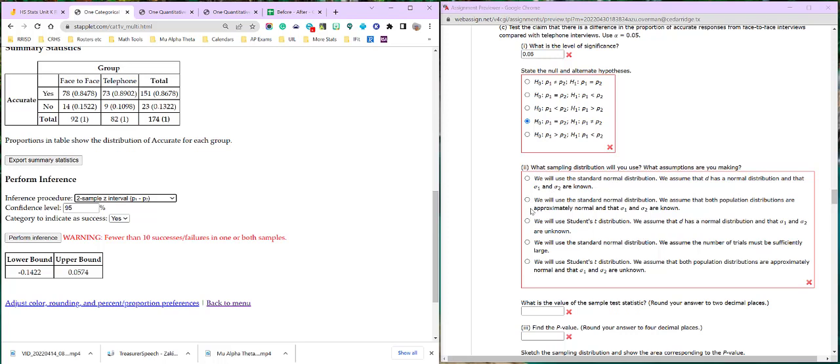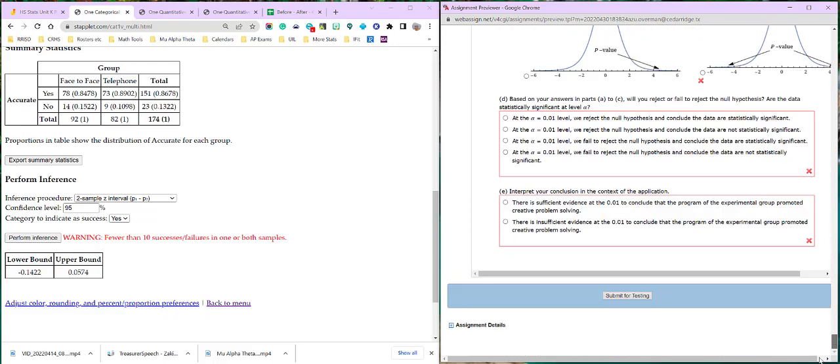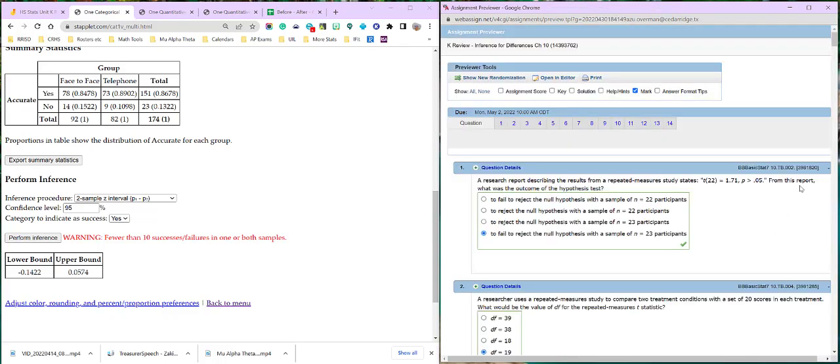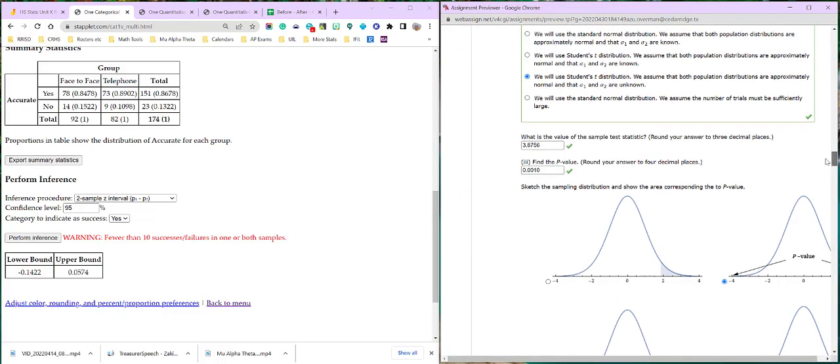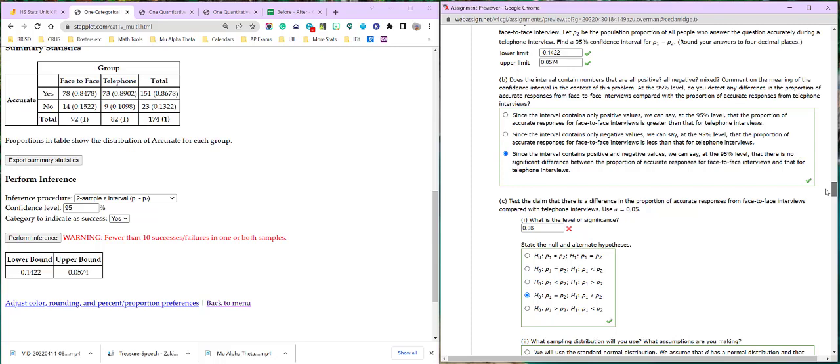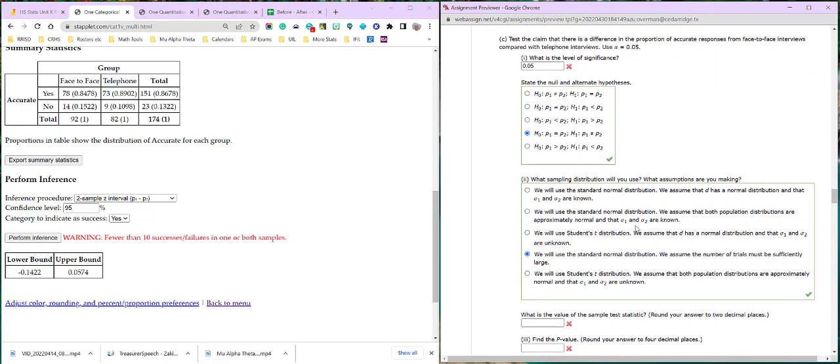And let's see, we'll use both population distributions are approximately normal, and sigma 1 and sigma 2 are known. Actually, we're going to say the trials are sufficiently large. Let's try that, because we don't really know the sigma. We have to calculate it, right? And we're based on a sample. So let's submit for testing. I want to double check that piece. Did I put 0.06? Bad teacher. That was supposed to be 0.05. They should match. And we're good there.